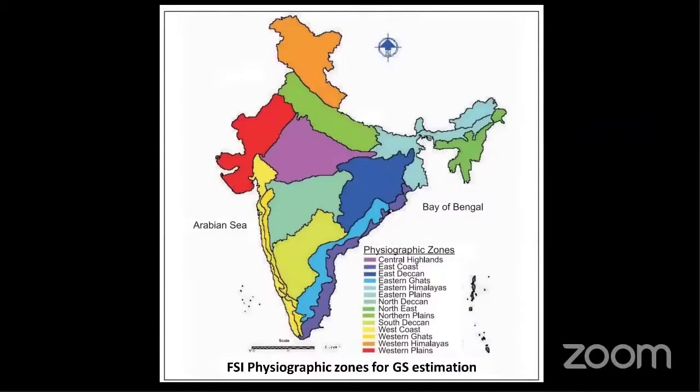This is what this example is, the growing stock estimations. Not only growing stock, all estimations they are doing also like this. Stratifications are mostly by physiographic zones. There are 16 physiographic zones segregated, and within the 16 physiographic zones, estimations are done based on sampling design, the specific sampling design they are following.